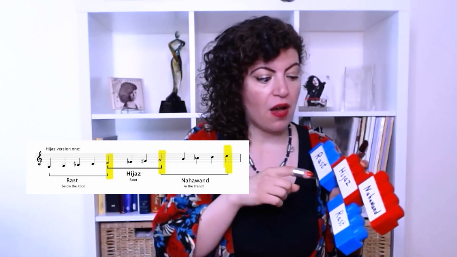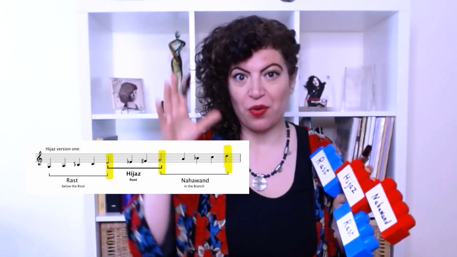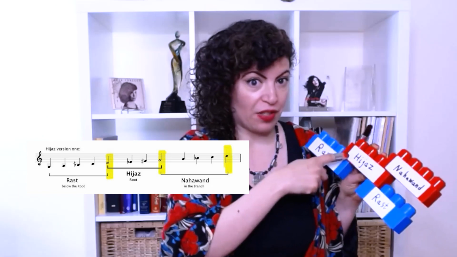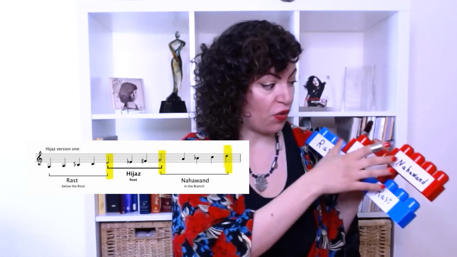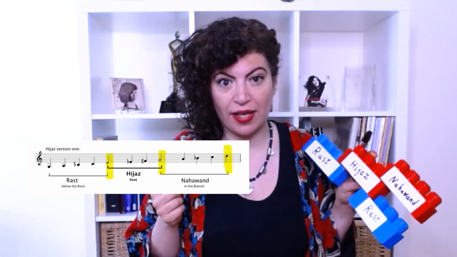So step 1 is know your anchors. You have your tonic here, you have your ghammaz here, and you have your tonic 1 octave higher. So you have 3 important anchors that you're going to use in a second.